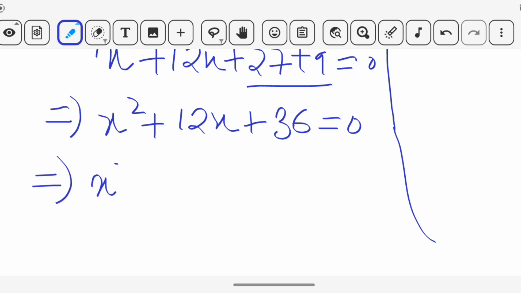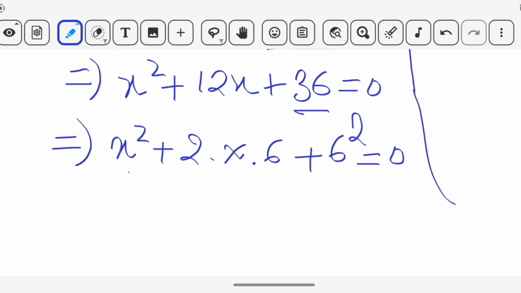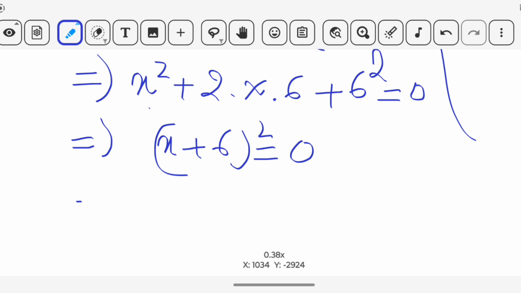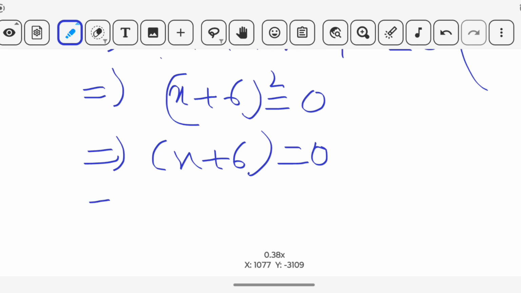We can write it as x square plus 2 multiplied by x multiplied by 6 plus 6 square, since 36 is 6 square. So this is the x square plus 2ab plus b square formula, which gives (x plus 6) whole square equals 0. If (x plus 6) whole square is 0, then x plus 6 will also be 0. That means x is equal to minus 6.